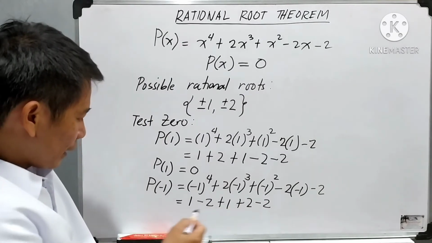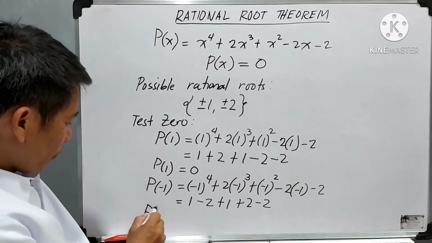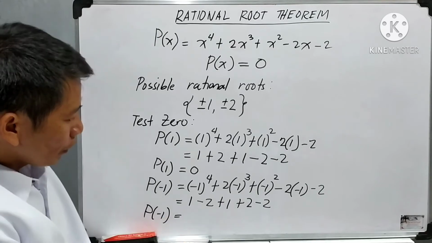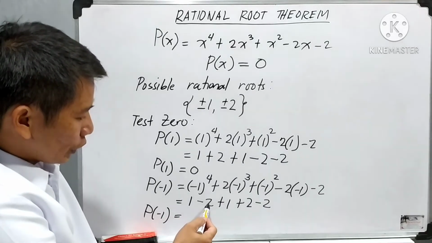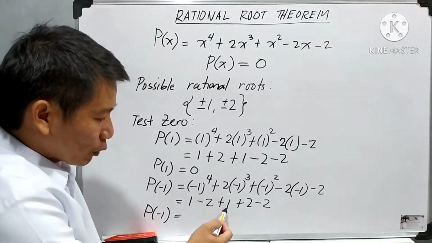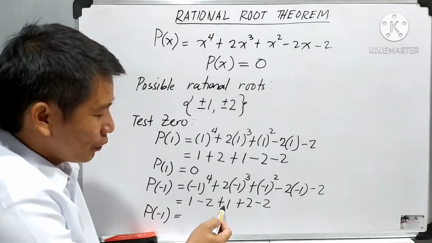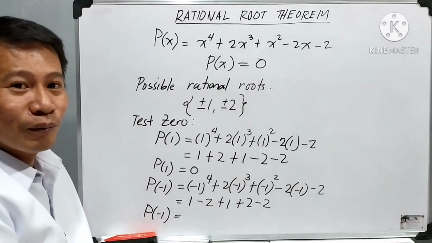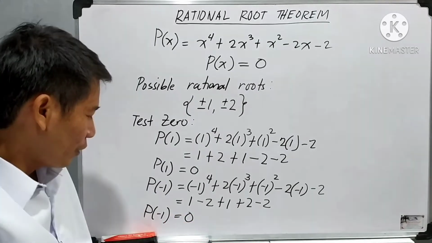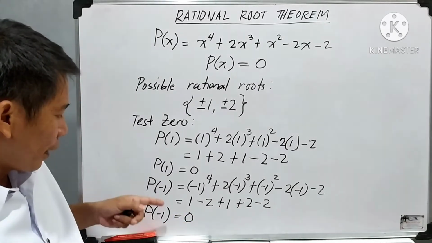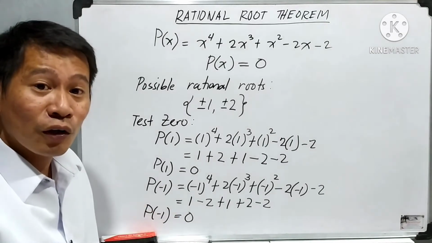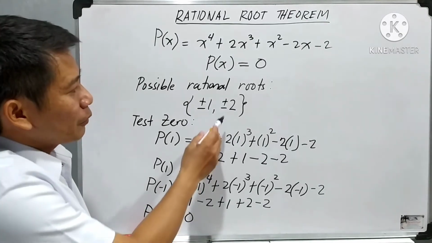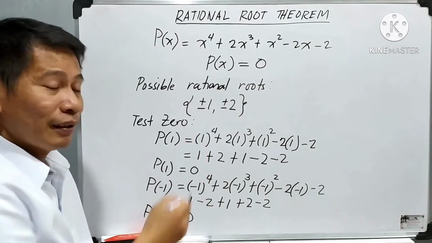Okay, let's compute this. So what is our p of negative 1? 1 minus 2 is negative 1. Plus 1, 0. Plus 2, 2. Minus 2, the answer is 0. So in other words, our p of negative 1 is also 0. How about positive 2 and negative 2?